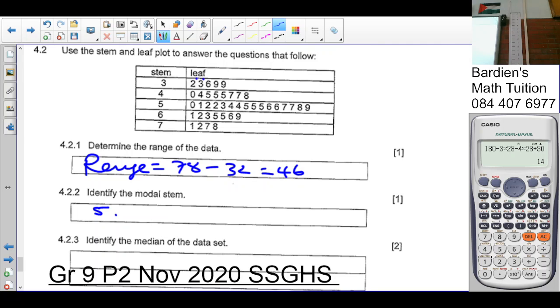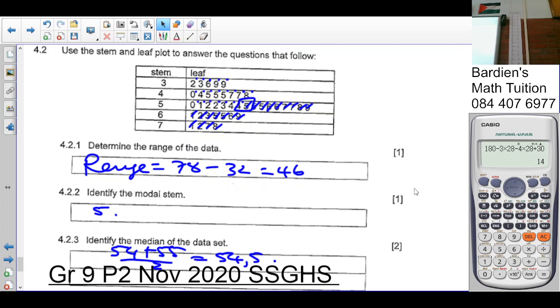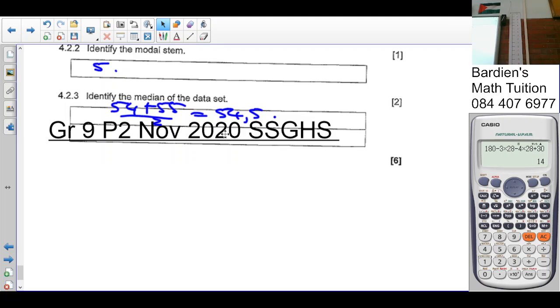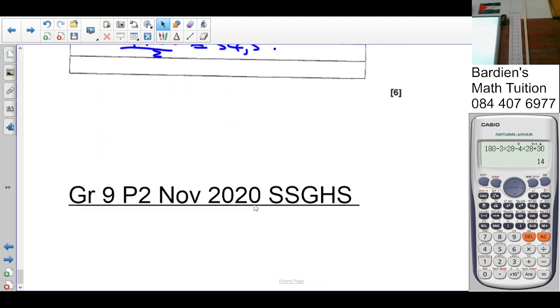So I count 1, 2, 3, 4, 5, up to 20. You see there's two numbers in the middle. So it's going to be 54 plus 55 divided by 2, which gives you 54.5. You guys understand? Okay. The two numbers in the middle, we add them together and divide by 2.